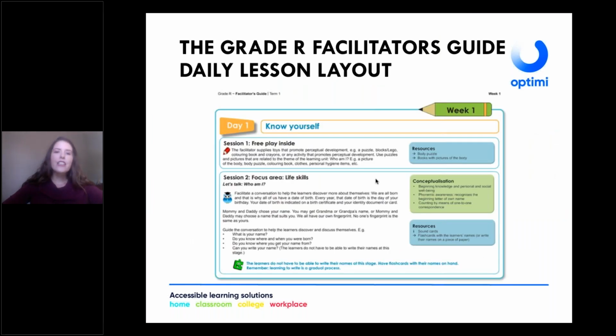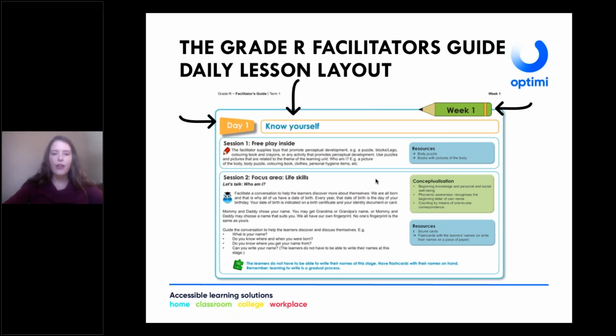Okay, now let's look at the Grade R Facilitator's Guide Daily Lesson Layout. So I absolutely love this page. I think the layout makes sense, it's easy to read, and it really helps a lot when you need to present a lesson. So the first element I want to highlight is the week. So on top of the page, it indicates the week that you are in, then the day that you are busy with, the subtopic for that day.